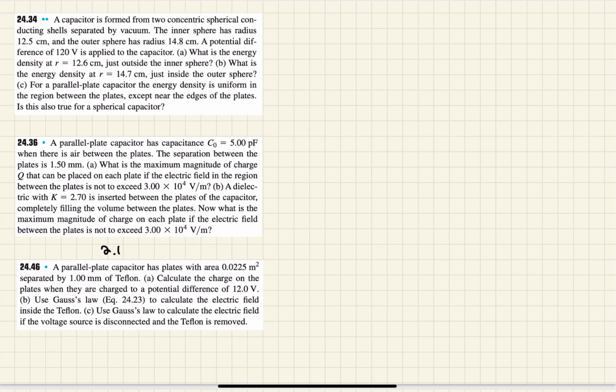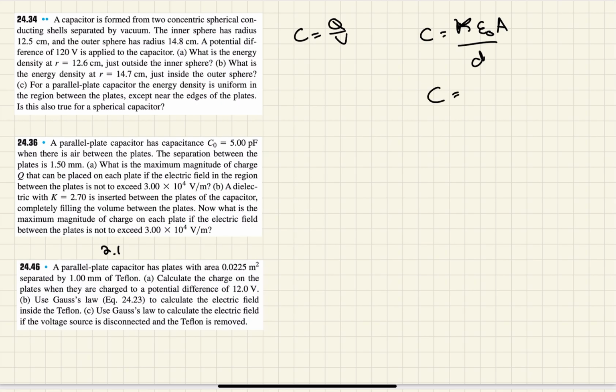So calculate the charge on the plates when they are charged to a potential difference of 12 volts. So we know C equals Q over V. We know V, and we're trying to find Q, so we just need to find C. Well, we know C is equal to kappa epsilon naught times A over D. We know epsilon naught is 8.85 times 10 to the power of negative 12. We know kappa is 2.1. We know area is 0.0225 meters squared. And we know D is 1 millimeter, which is 1 times 10 to the power of negative 3 meters. So you plug all that in.